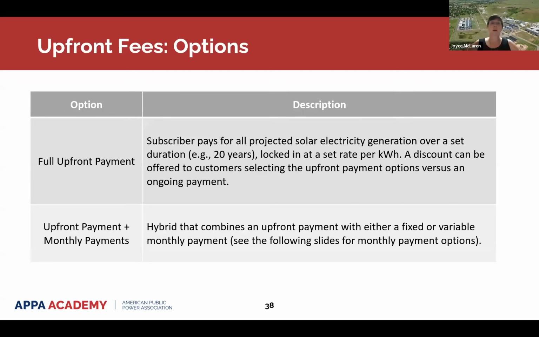So the next one is how you charge folks for their subscriptions. There's a couple of different elements that you can use to charge. One of them is the upfront fee. There are programs in the past that have used full upfront payment. And this is a challenging one for low and moderate income customers, because basically you're asking someone to pay upfront for electricity for the next 10 years or something like that, which is really hard for most people to wrap their head around, but it has been done in the past.